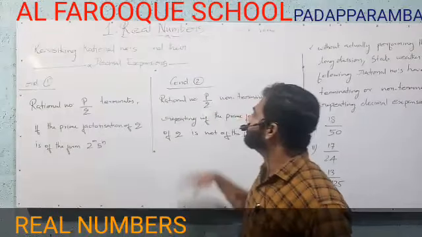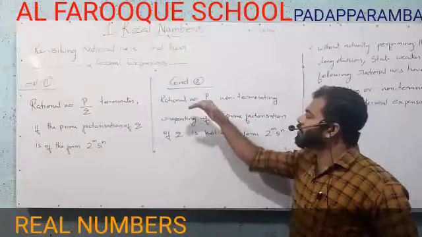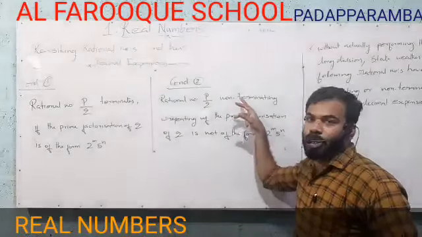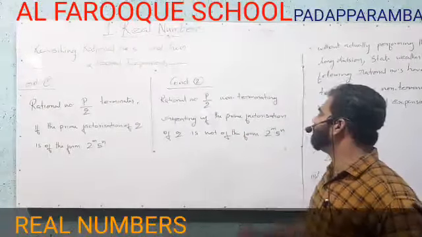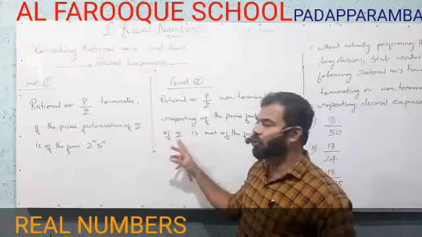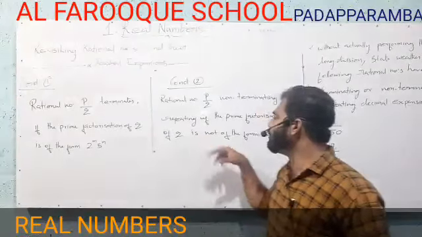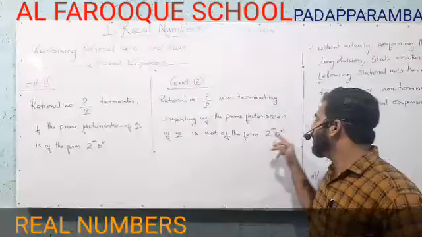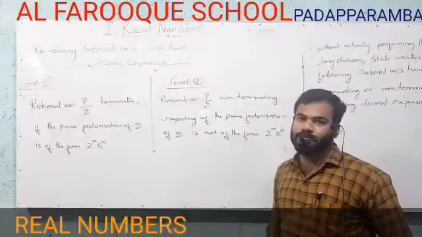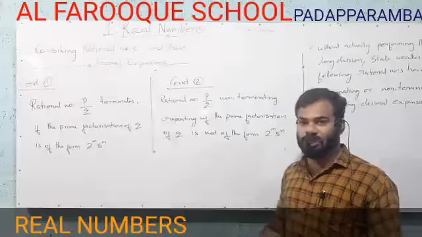Second condition: the rational number p by q is non-terminating repeating if the prime factorization of the denominator, that is q, is not of the form 2 raised to m, 5 raised to n. These are the two conditions.